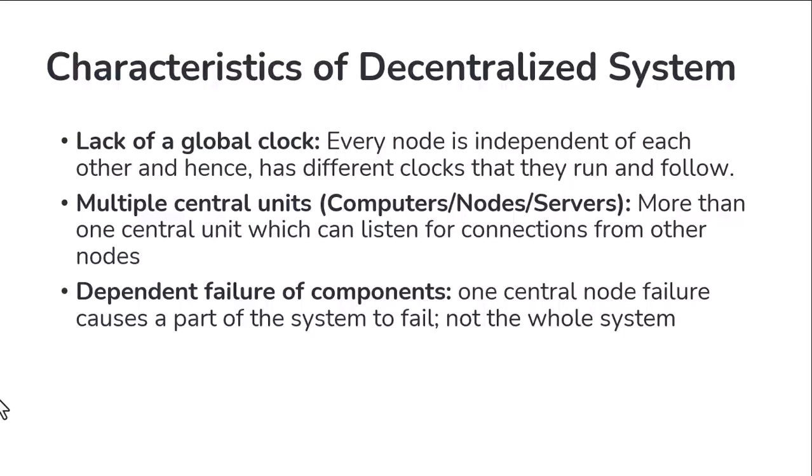Characteristics of decentralized systems: a lack of a global physical clock. Every node is independent of each other and hence runs and follows a different clock.